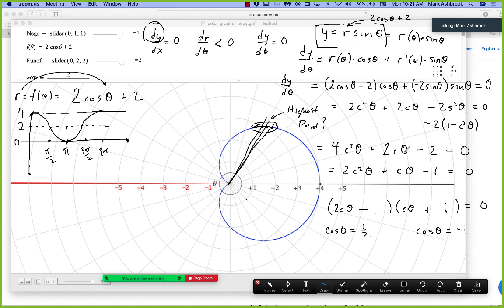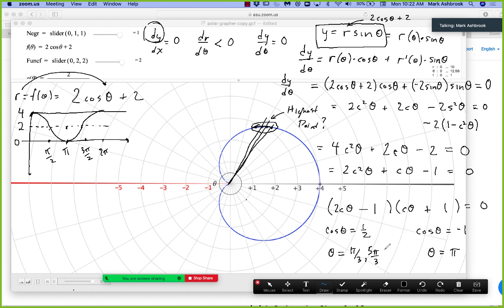Awfully quiet out there. Is everyone following me? All right, so now you just have to know your unit circle. Where is cosine theta, where's the x-coordinate, positive 1/2 on the unit circle? Well, that's at pi/3, but then also in the fourth quadrant, 5pi/3. Where's cosine theta equals negative 1? That's at pi. So there are actually three places between 0 and 2pi where we're horizontal.